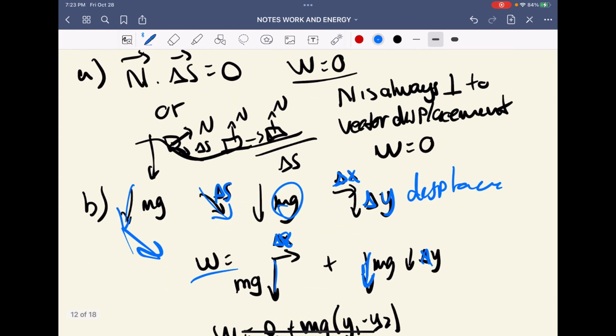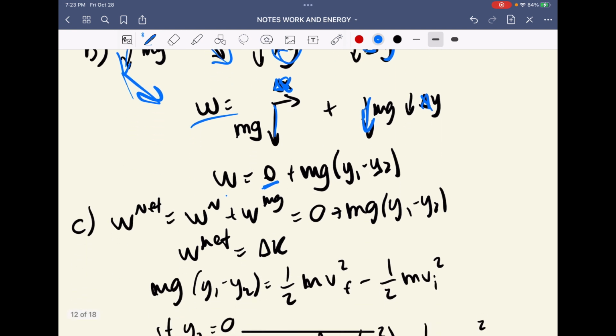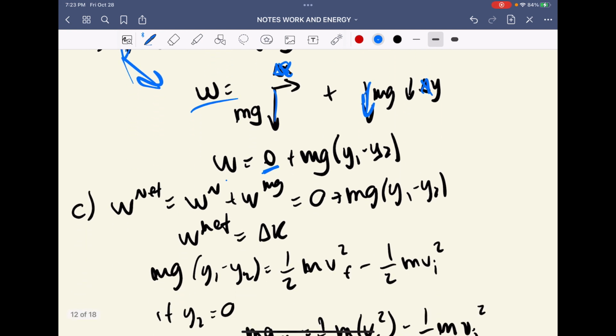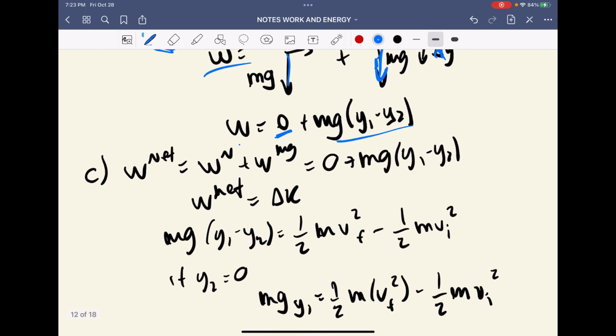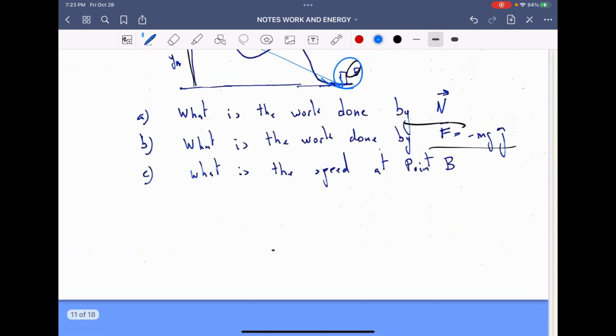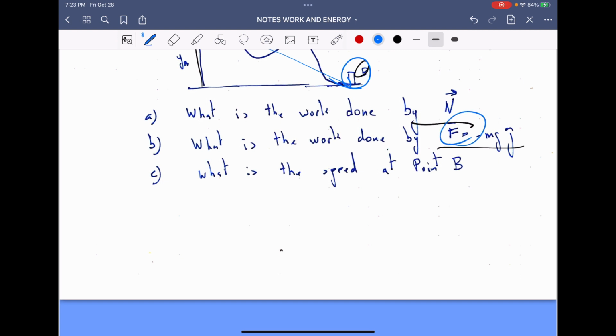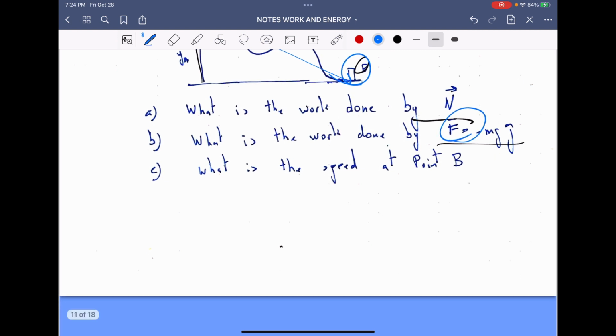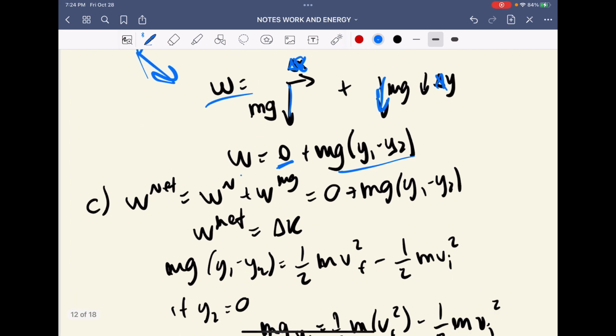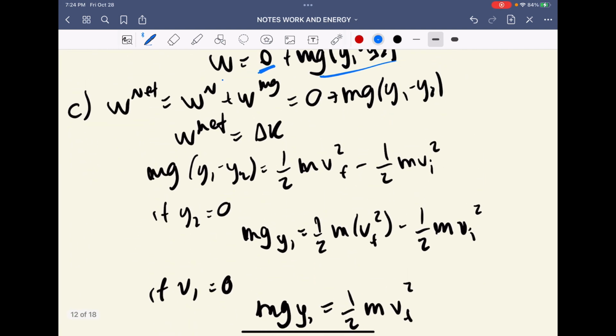So when it comes to here, n is always perpendicular to the vector displacement. And then it's going to be plus mg times (y1 minus y2). And that's how you calculate F: this portion, F equals minus mg in the y direction, the j direction actually. What is the speed at point B? The speed at point B is calculated here.